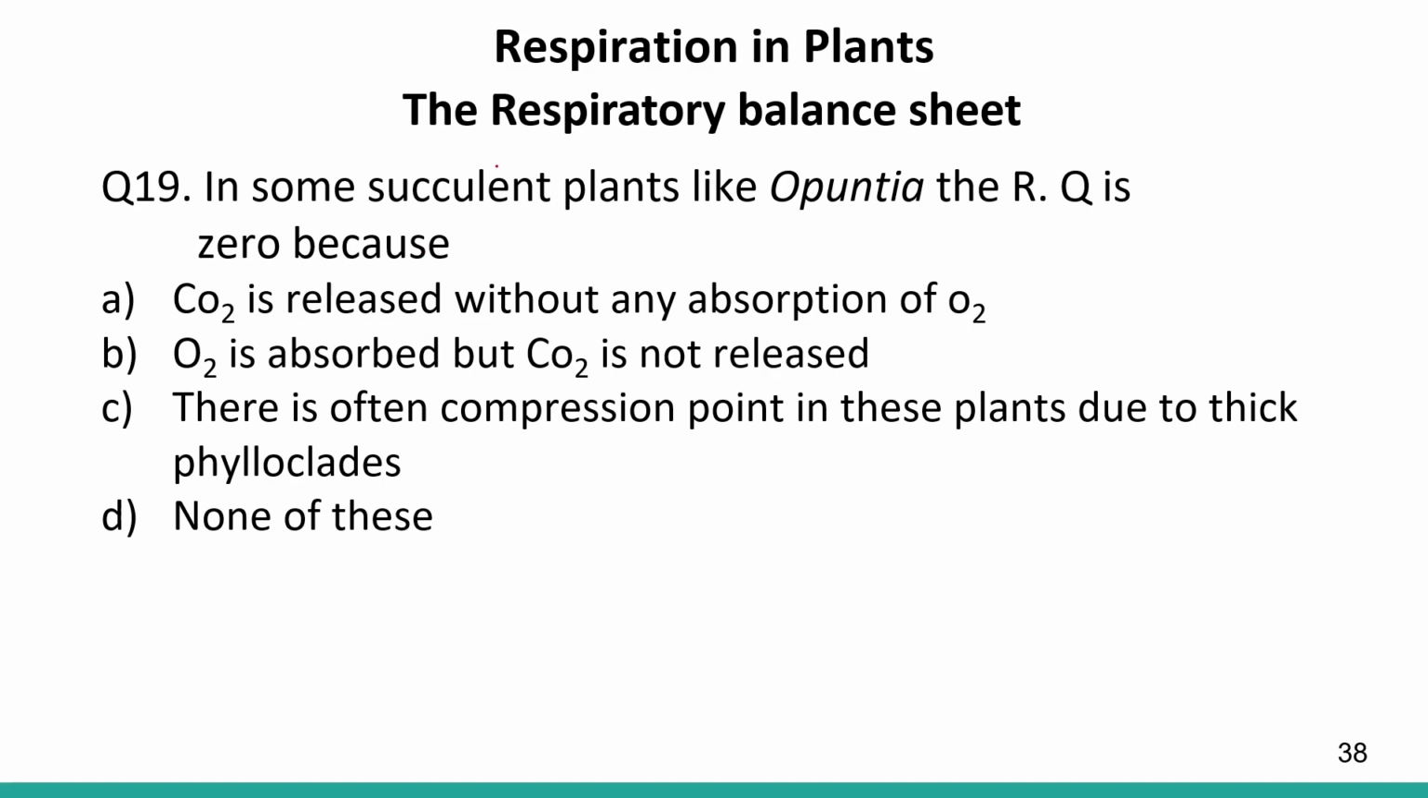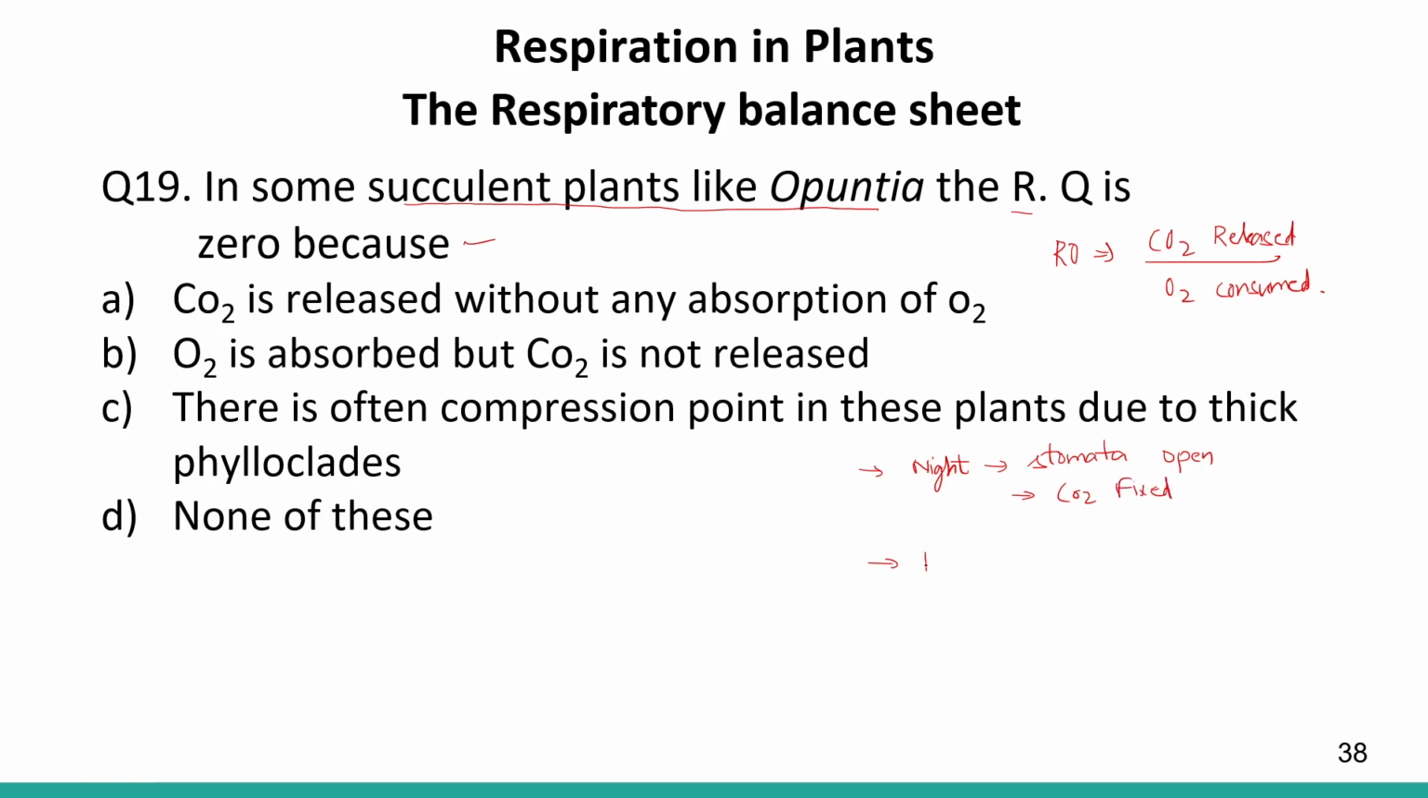Now the next question is, in some succulent plants like Opuntia, the RQ value is 0. So what is the RQ value? RQ value is the ratio of the carbon dioxide released to the oxygen consumed. So what happens in succulent plants? Stomata open at night time, and carbon dioxide is fixed.